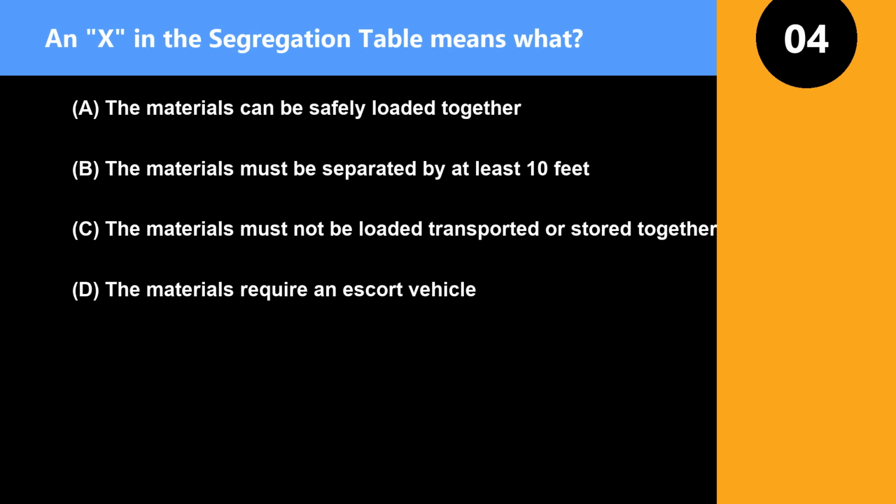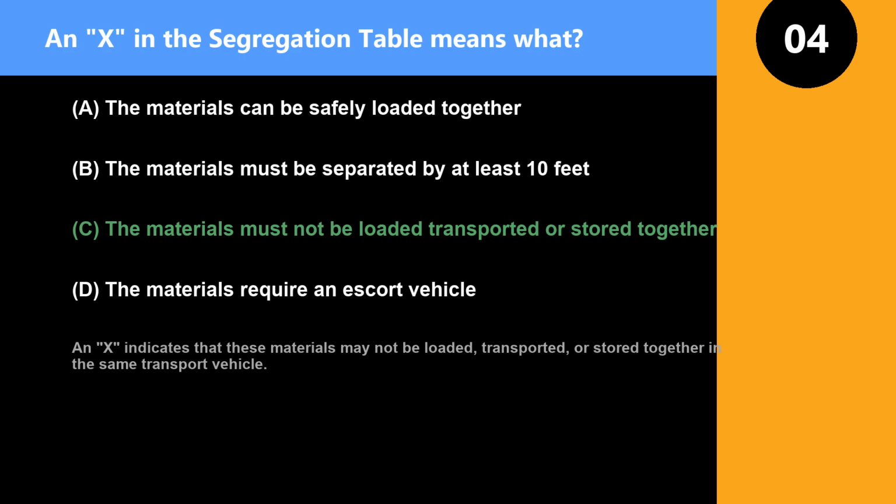Question 4. An X in the segregation table means what? Option A, the materials can be safely loaded together. Option B, the materials must be separated by at least 10 feet. Option C, the materials must not be loaded, transported, or stored together. Option D, the materials require an escort vehicle. The correct answer is option C. An X indicates that these materials may not be loaded, transported, or stored together in the same transport vehicle.